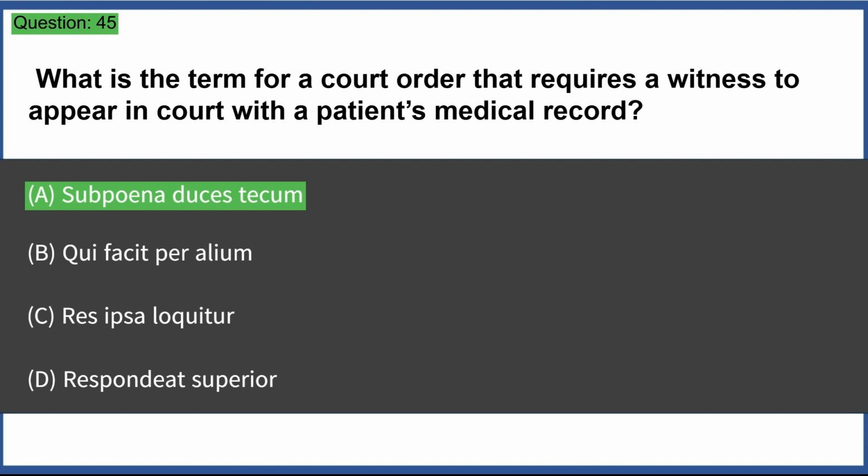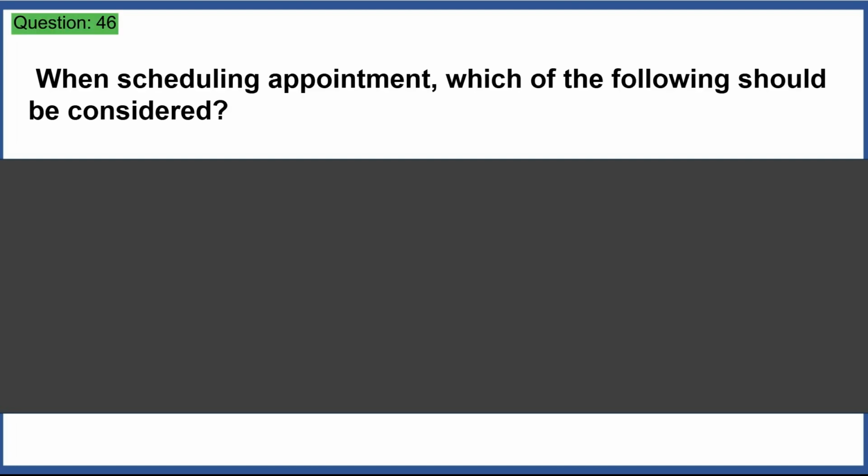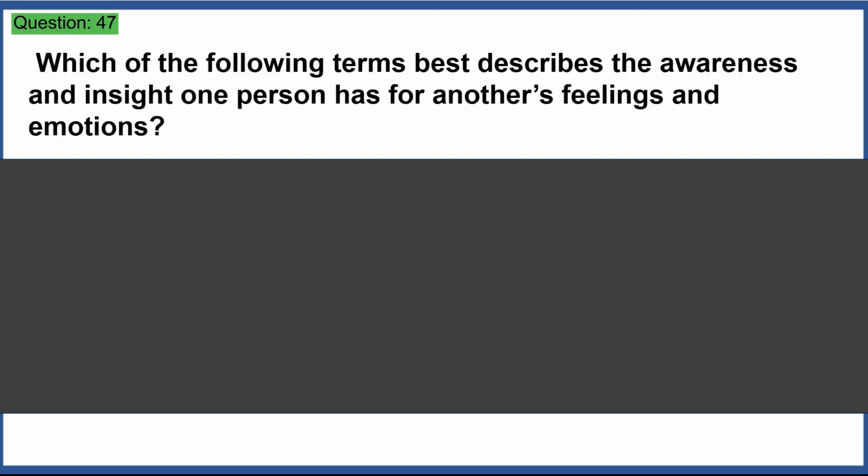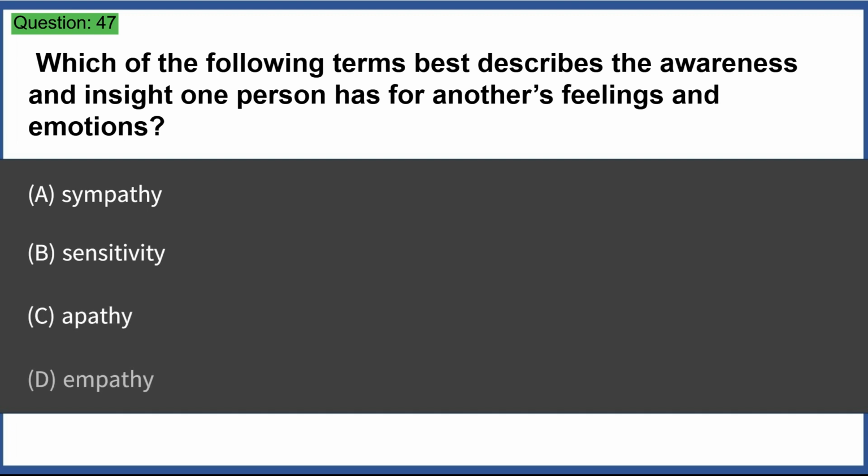Subpoena duces tecum. When scheduling appointments, which of the following should be considered? A. Demographics. B. Cancellations. C. Analyzing patient flow. D. Inactive files. Answer C. Analyzing patient flow. Which of the following terms best describes the awareness and insight one person has for another's feelings and emotions? A. Sympathy. B. Sensitivity. C. Apathy. D. Empathy. Answer: D.